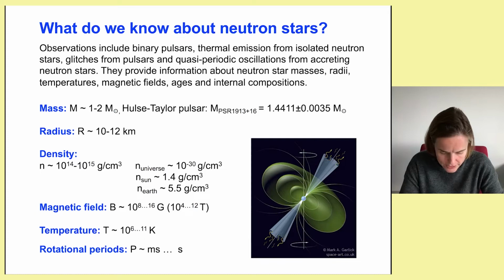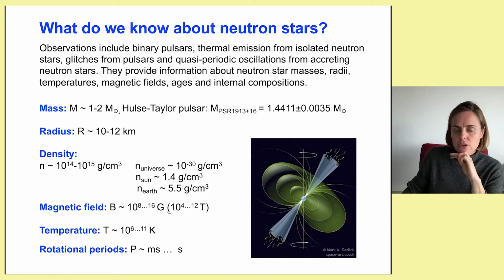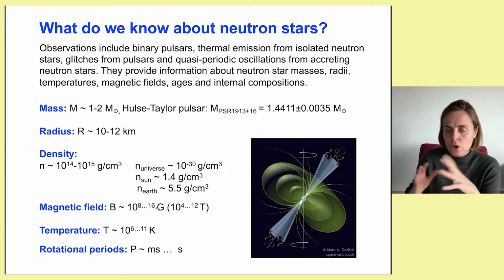It's also a place where you have strong magnetic fields, which range depending on what kind of neutron star you're talking about. There are neutron stars called magnetars, which have very strong magnetic fields of 10 to the 16 Gauss, and we don't actually know the field in the center, but this is around what is thought.